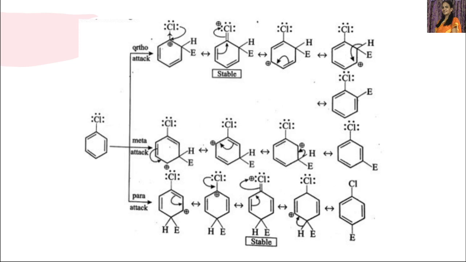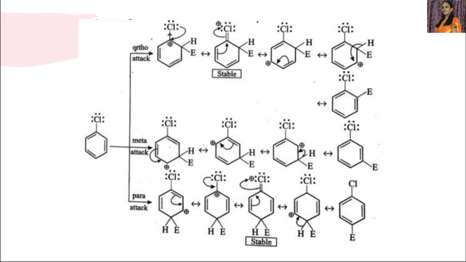So in ortho and para substitution, we can come across stable carbocations. This carbocation is stabilized by the plus M effect of chlorine, and this carbocation is also stabilized by the plus M effect of chlorine. Therefore, such stable structures are produced in these two cases. Therefore, whenever chlorine is present on the benzene ring as the first substituent, the incoming electrophile has to go to ortho and para positions.